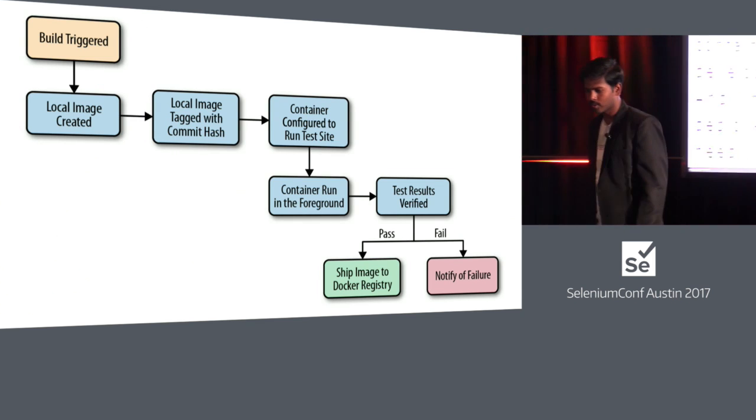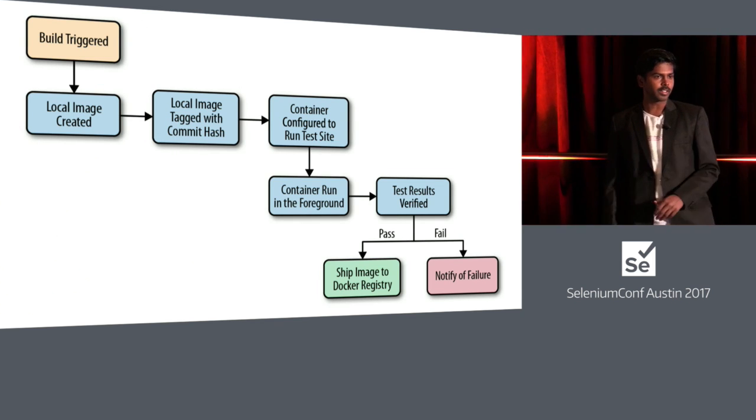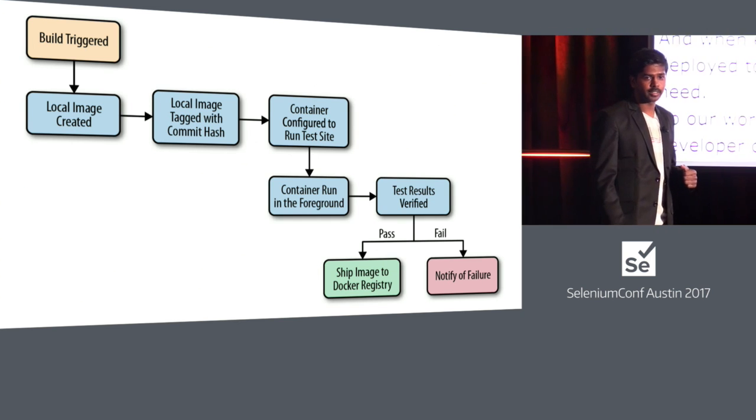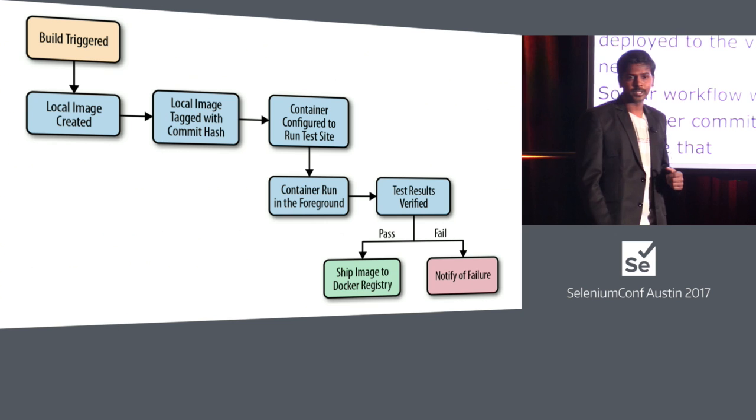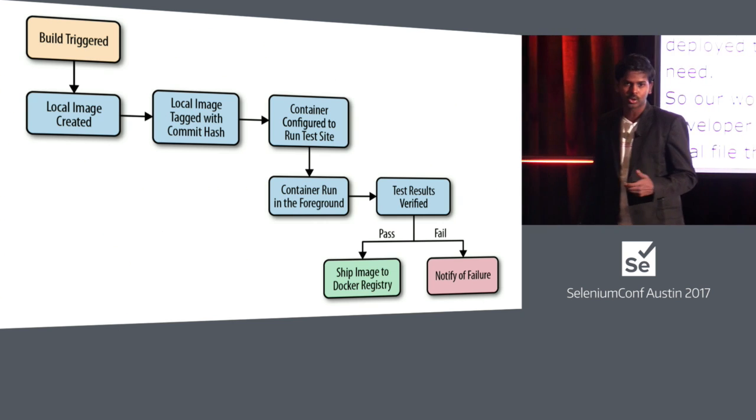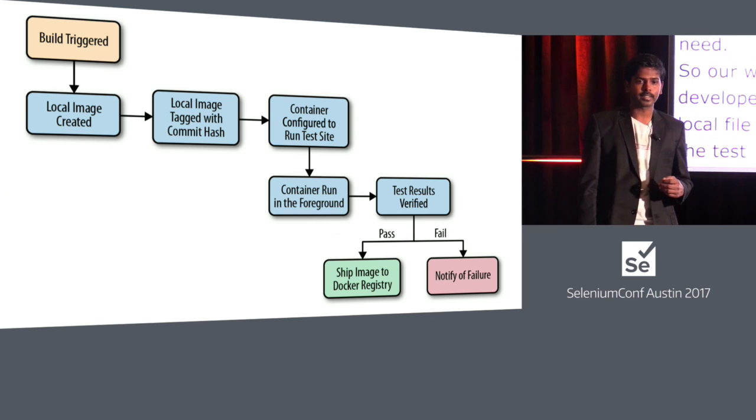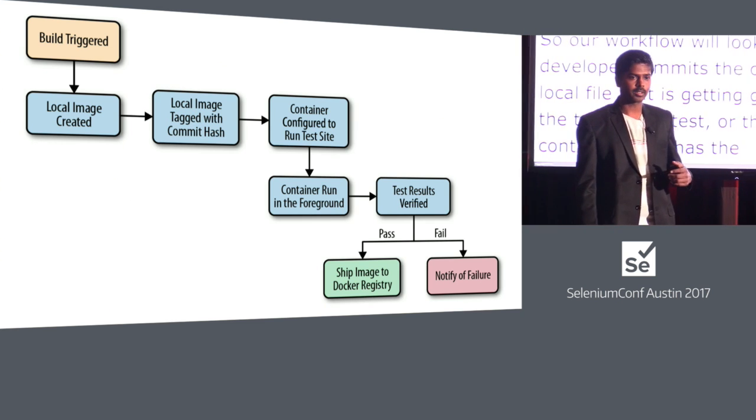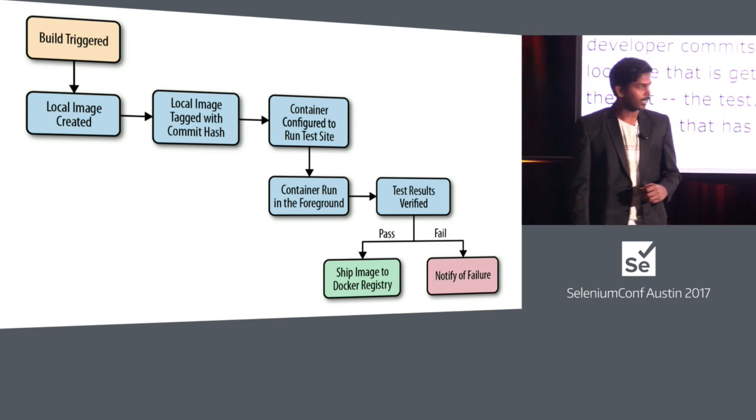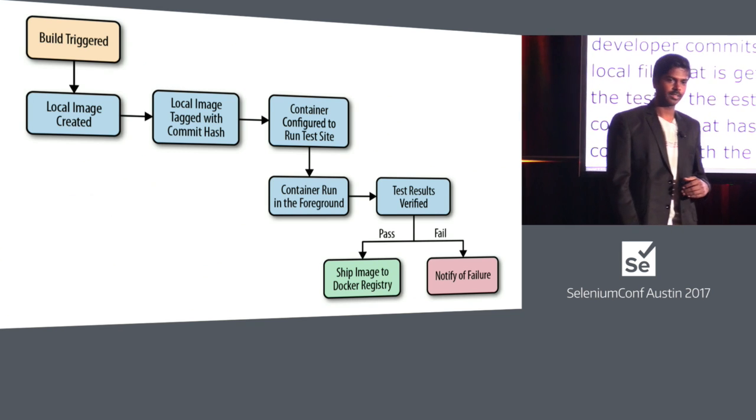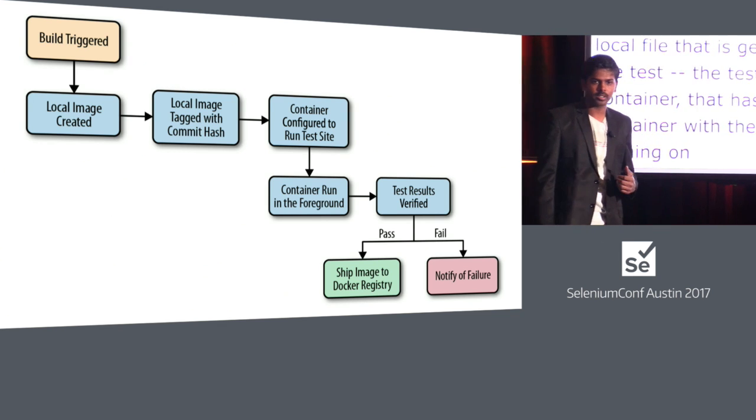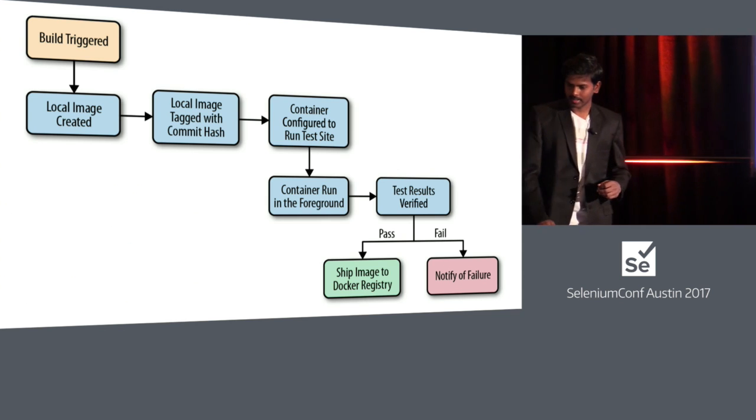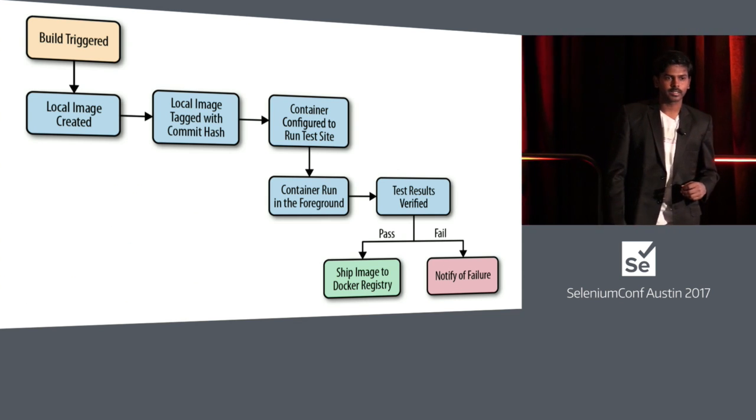So a workflow will look like this. A build will be triggered whenever a developer commits the code. A Docker image with the commit hash is generated, and then QA or a tester can spin up his container, which has the test code, and that runs against the container that has the web application that is running and active. And if everything is perfect, it can be released to a Docker registry, or else we can notify the failure back to the developer. This is the failure.